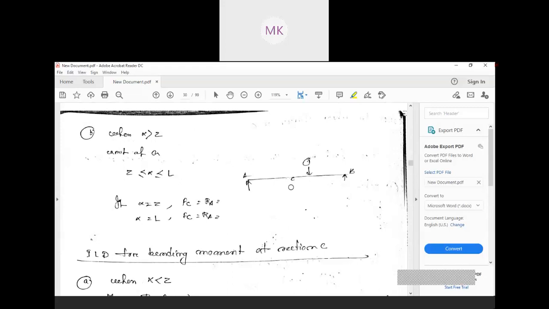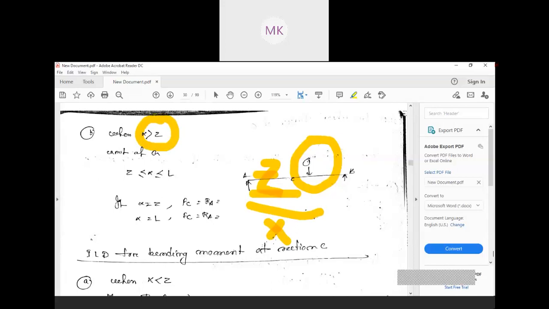In the next condition, what we need to do is consider this unit load at the distance x, which is greater than this distance. This is nothing but the z distance. So here you see x is greater than z.